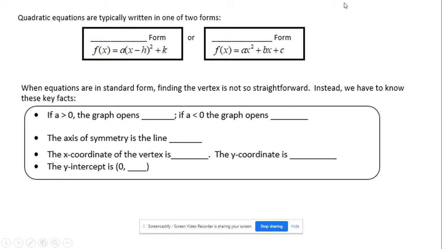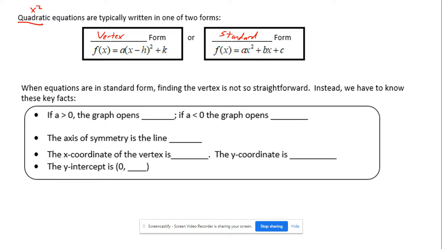Hi, Algebra 2 students. Today I want to talk to you about the difference between vertex form and standard form. When we talk about quadratic equations, remember, quadratic equations means it's an x squared equation. Typically we're going to write that in one of two forms: either vertex form, which is what we talked about yesterday, where we see the parentheses and we have x plus or minus something in parentheses squared, or standard form. And standard form is where we have it written out, there's no parentheses.